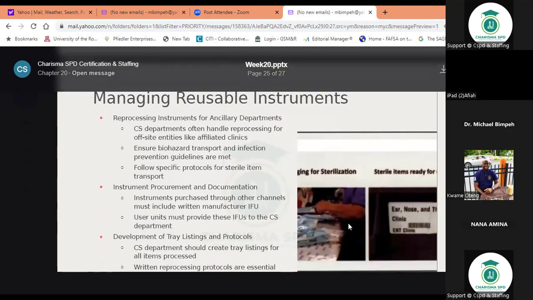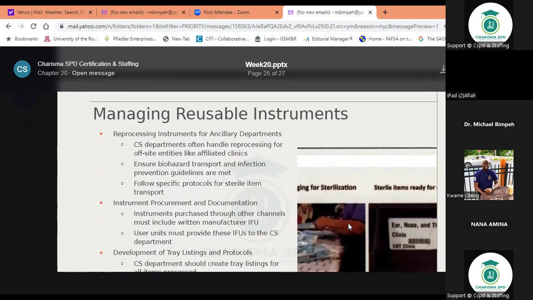Managing reusable instruments. Yes, reusable instruments, that is our main job. That's our main job in Central Sterile: reusable. We are going to reuse them. We have some nice pictures here that you can see. Somebody handling some peel pouching, I see that it's peel pouching, and this ENT case, a tray, ready.